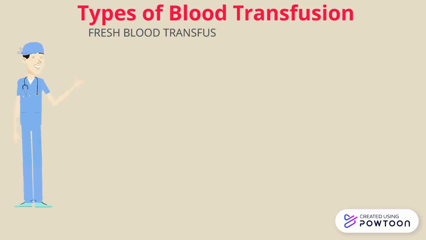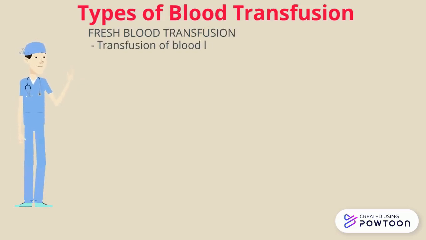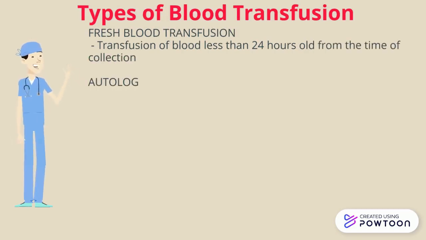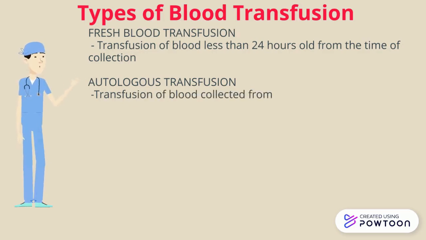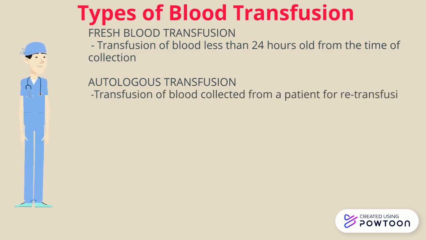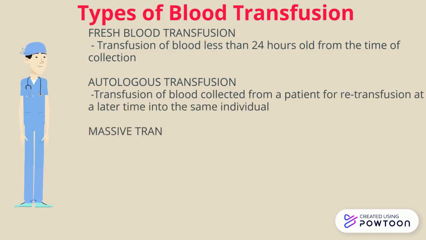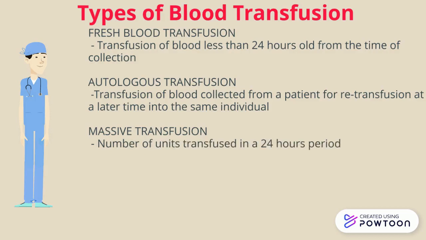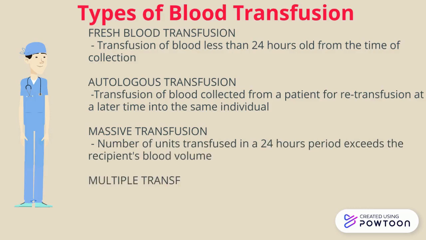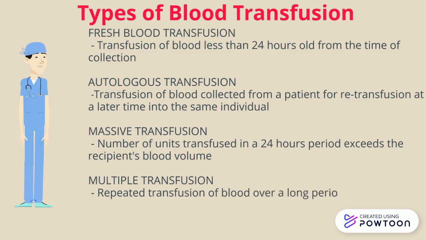There are four types of blood transfusion. Firstly, fresh blood transfusion, which is transfusion of blood less than 24 hours old from the time of collection. Then autologous transfusion, which is transfusion of blood collected from a patient for retransfusion at a later time into the same individual. Then massive transfusion, which is when the number of units transfused in a 24-hour period exceeds the recipient's blood volume. Then we have multiple transfusion, which is a repeated transfusion of blood over a long period of time.